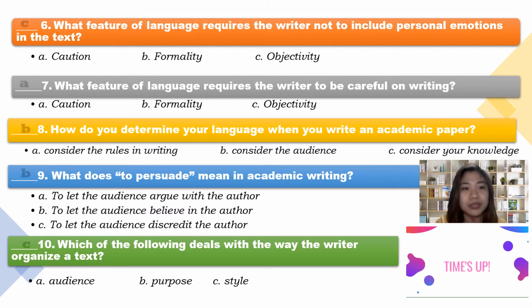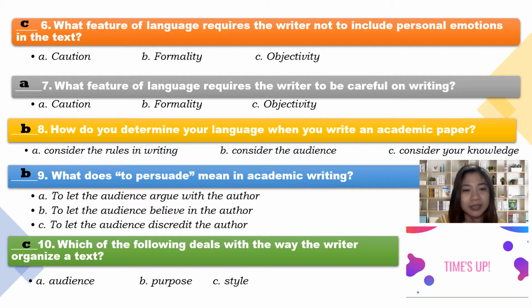So for number 6, the question is, what feature of language requires the writer not to include personal emotions in the text? So the correct answer is letter C, objectivity. Number 7, what feature of language requires the writer to be careful on writing? So the correct letter is letter A, caution. Number 8, how do you determine your language when you write an academic paper? So the correct answer is letter B, consider your audience.